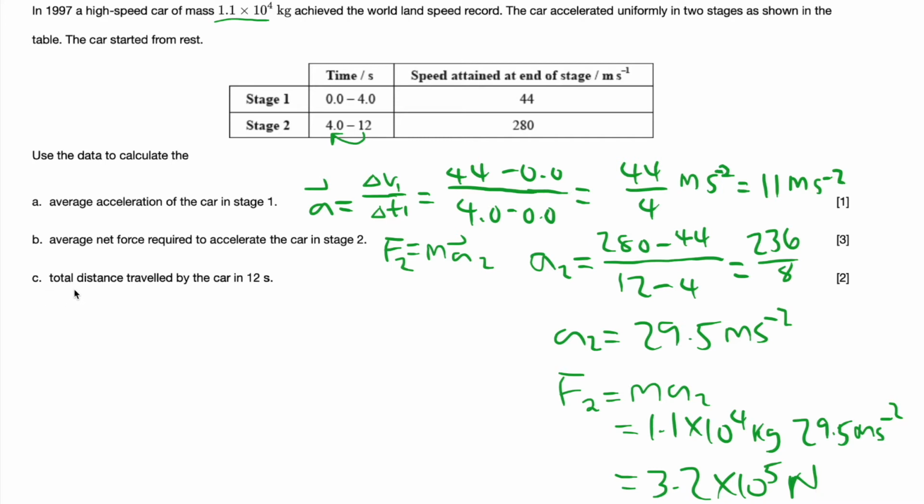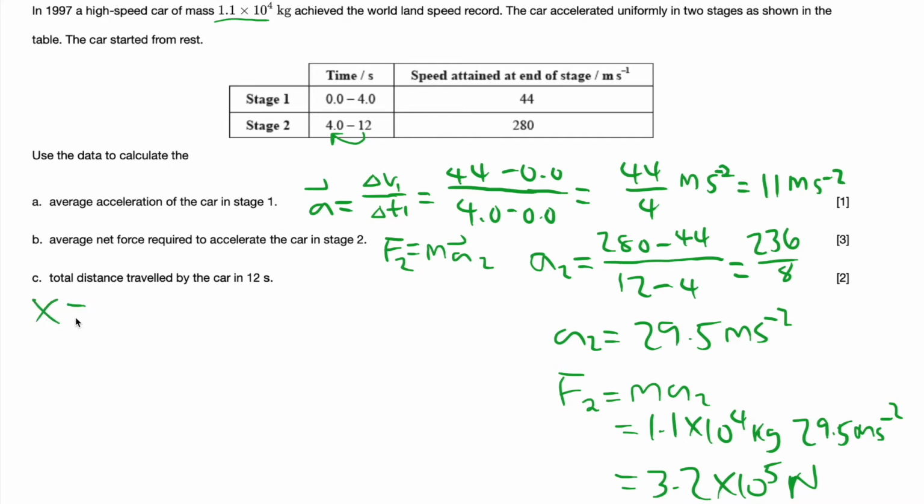The next part asks for the total distance traveled by the car in 12 seconds. So we need to find the total distance. As can be seen, acceleration in stage 1 is different from acceleration for the car in stage 2. So we need to calculate the distance for stage 1 and stage 2 separately.